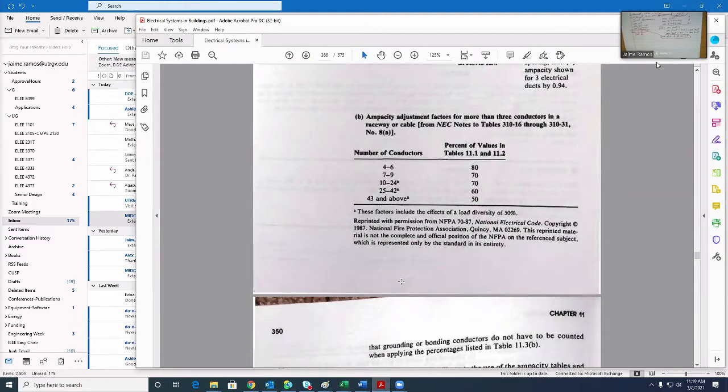Okay. Current carrying conductors. So if the neutral is not a current carrying conductor, the neutral will be within the conduit, but it will not be considered as a current carrying conductor. But if it is considered as a current carrying conductor, then the neutral will make the 4th conductor, and then we have an ampacity penalty of 80%.